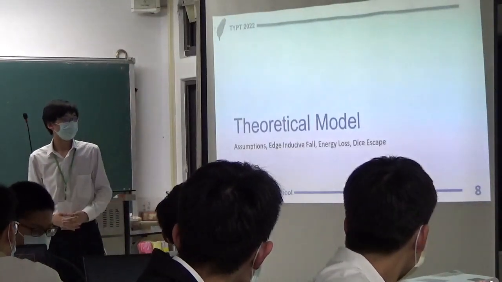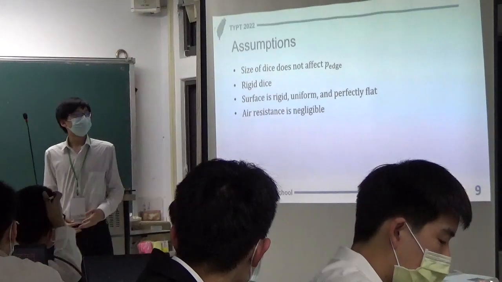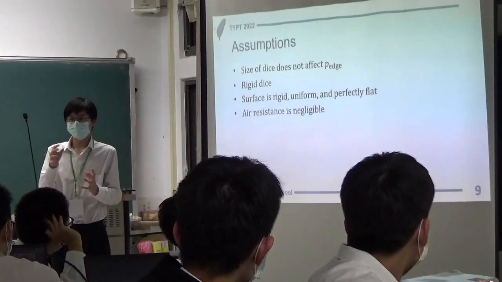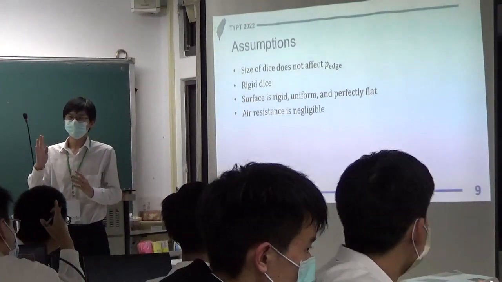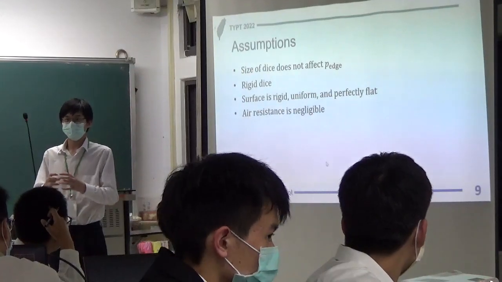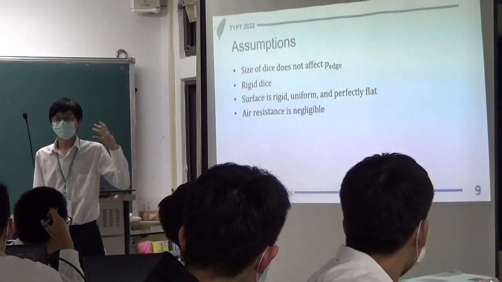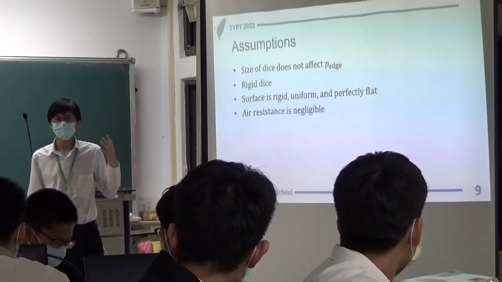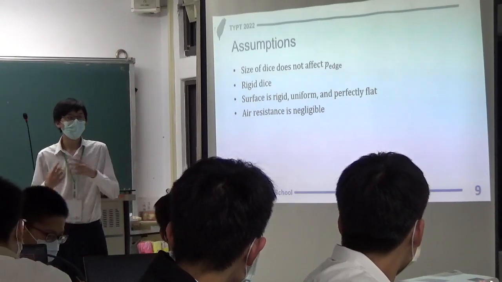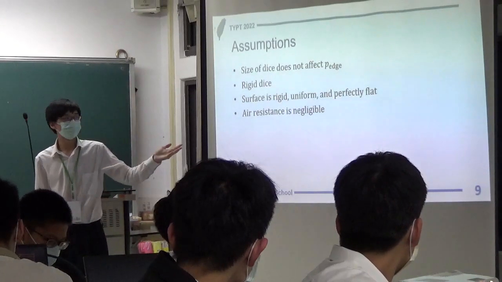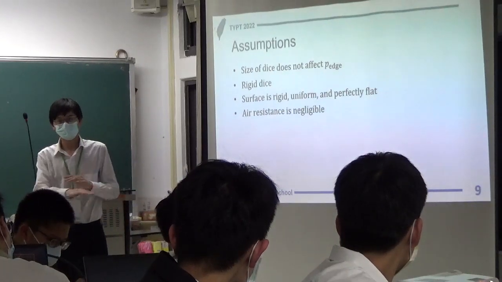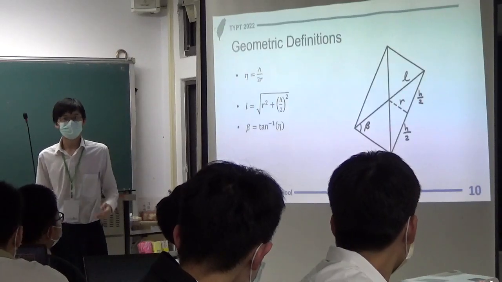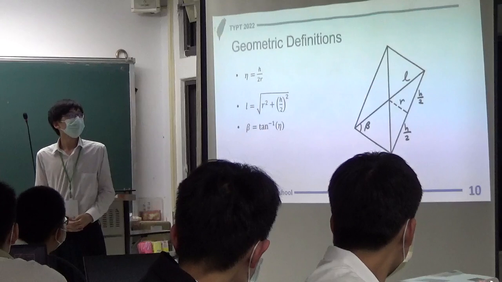And moving on to the theoretical model, I'll begin with some assumptions. To begin, we'll assume that the size of the die does not affect P of edge. So if we were to have the same die with the same height to radius proportions, except expanded larger, the P of edge would still be the same. We also assume that the dice are rigid, so that they do not attain wear or deformation when they bounce. We also assume the surface is rigid, uniform, and perfectly flat, so it's made out of the same material throughout. And also, we assume that air resistance is negligible because there is such a low force on the die.